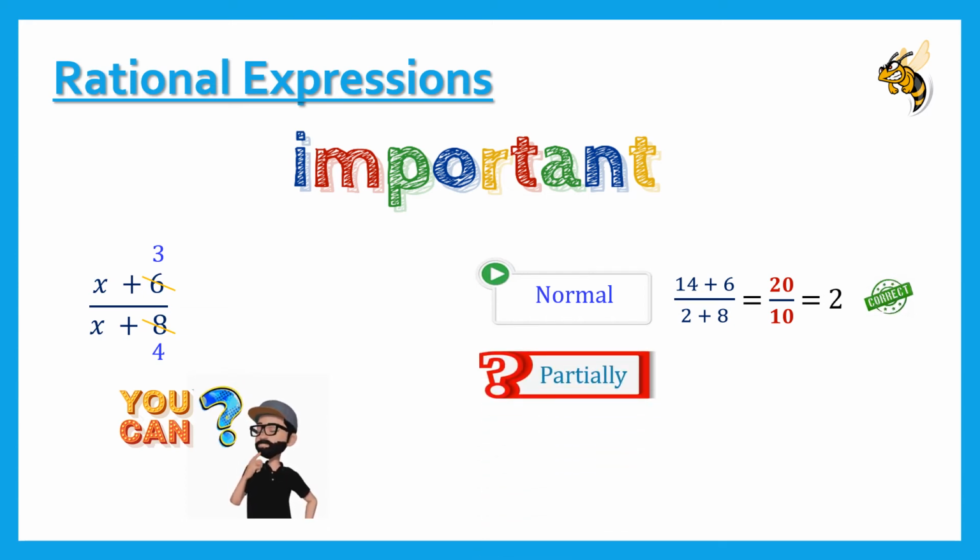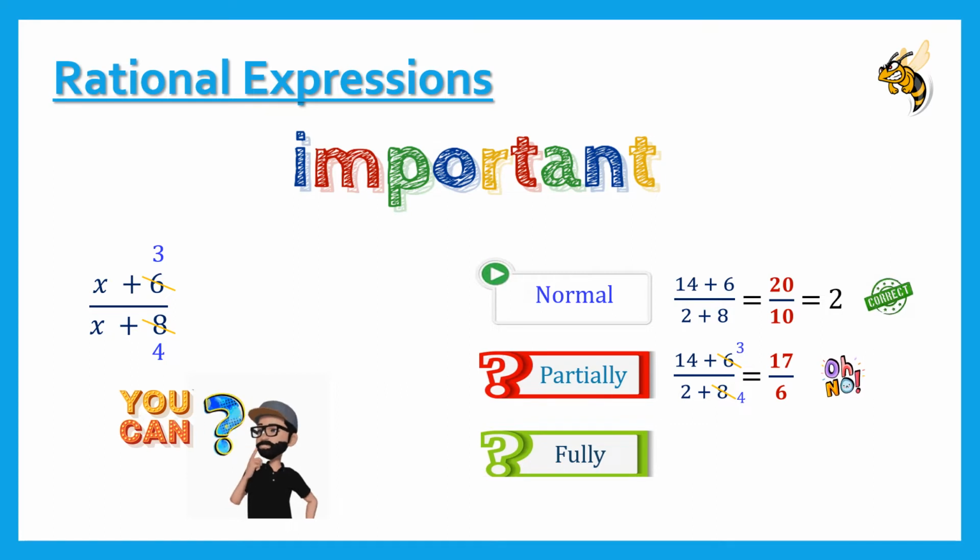Let's look at simplifying partially. So using the same expression, 14 plus 6 over 2 plus 8. If I should only simplify the 6 and the 8, 2 goes into 6 3 times, 2 goes into 8 4 times. Now I'm going to have 14 plus 3, which is 17, and 2 plus 4 is 6. So now the answer is 17 over 6, which is not correct because we know the correct answer is supposed to be 2. So therefore, that's not possible.